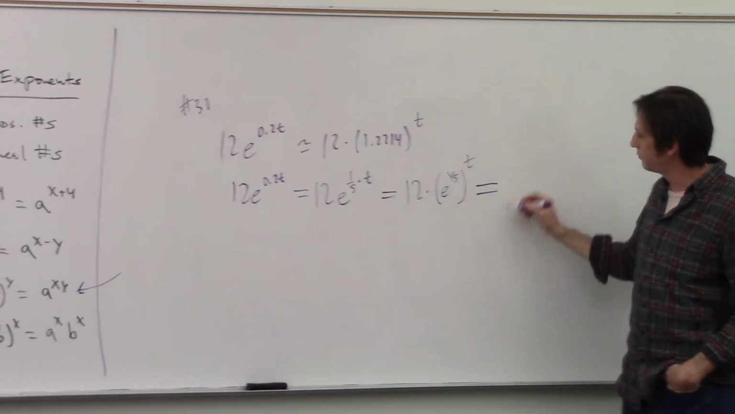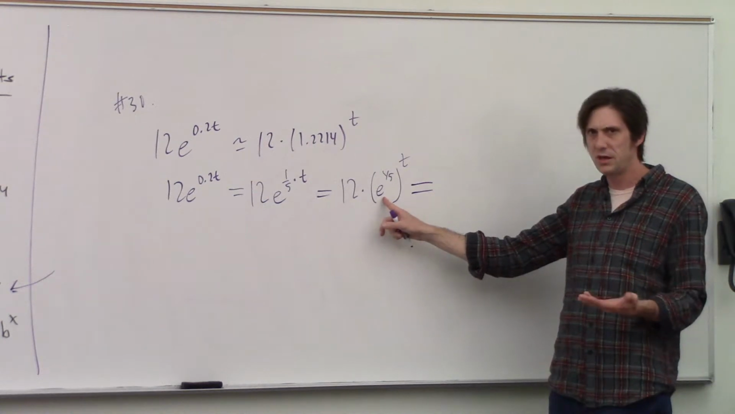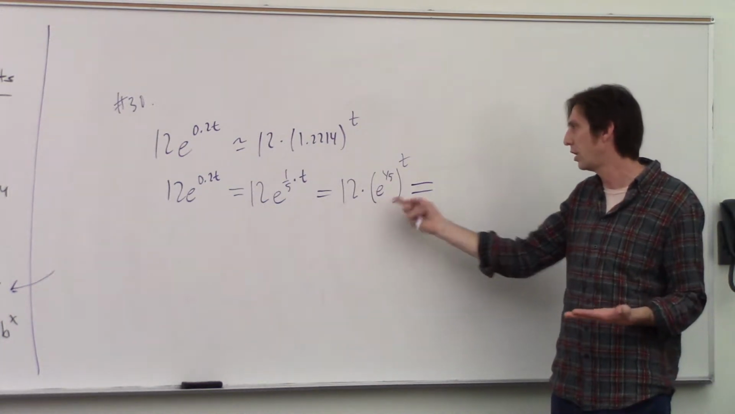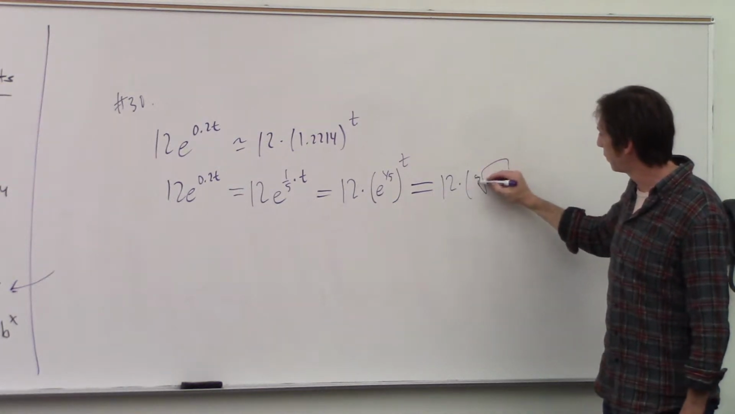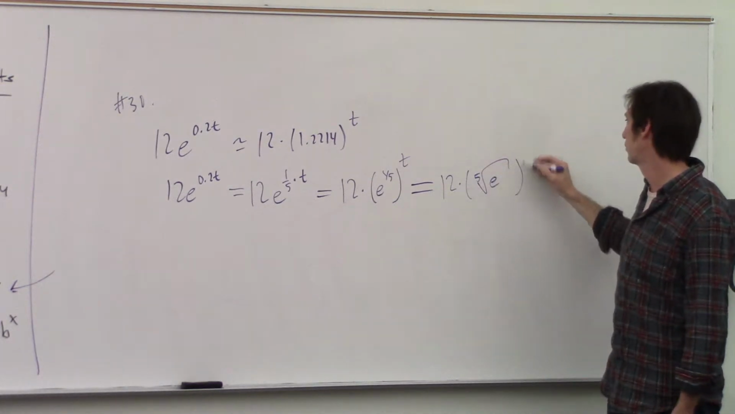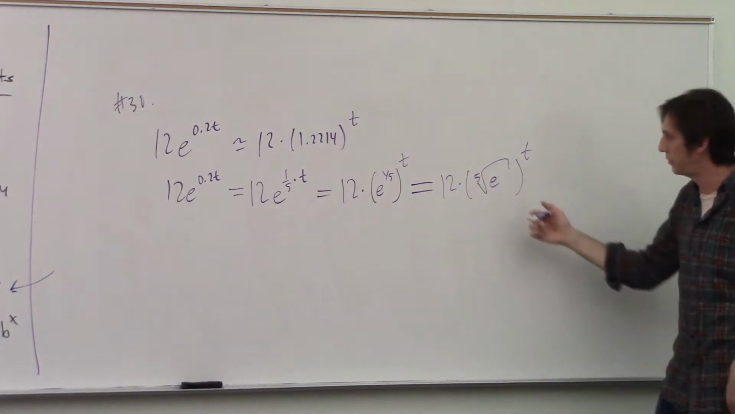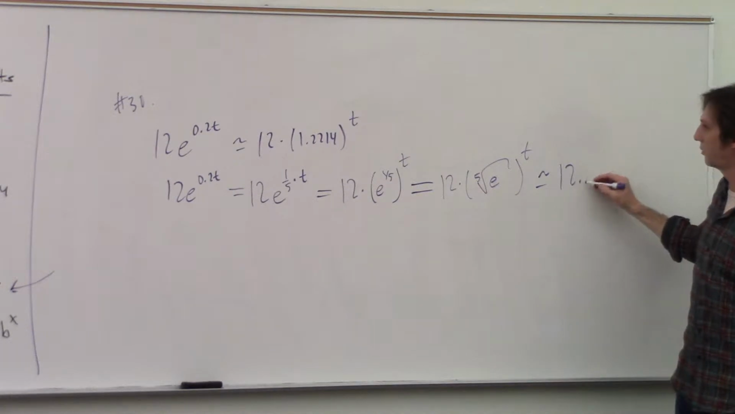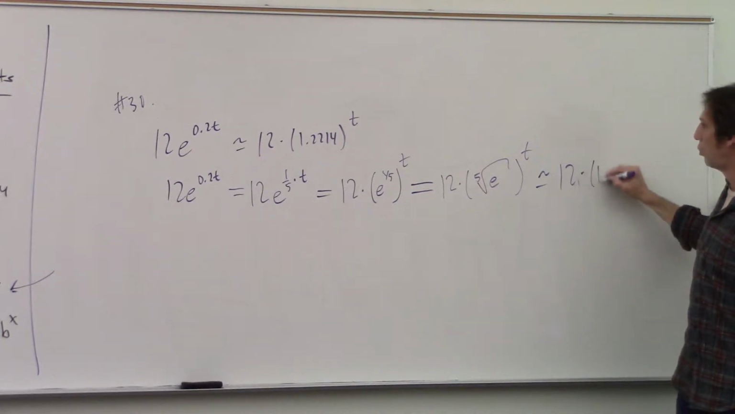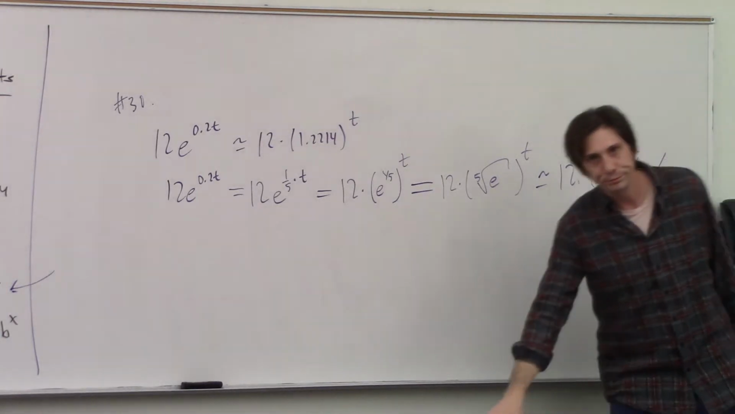If we wanted to, most calculators will allow you to compute or approximate e raised to the 1/5 power. If we wanted to, we might note that that's the 5th root of e. And again, on most calculators you can compute 5th roots if you want to. And what it turns out to be approximately is 12 times 1.2214, all raised to the t.